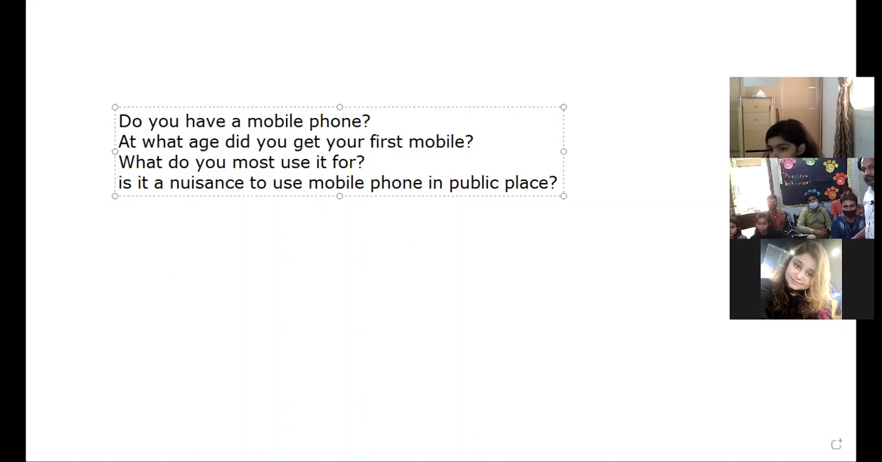I think whether it is a nuisance to use a mobile phone in public depends on the people. It depends upon the situation. It's not necessary to use it outside in a public place, but if you have a situation, then you can use it. So that's it. Okay, thank you very much.